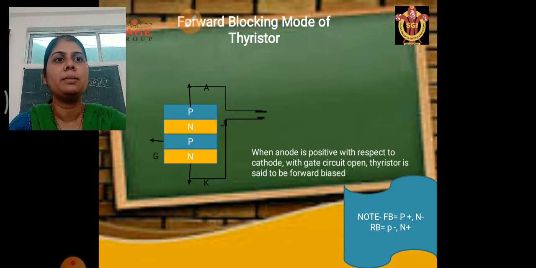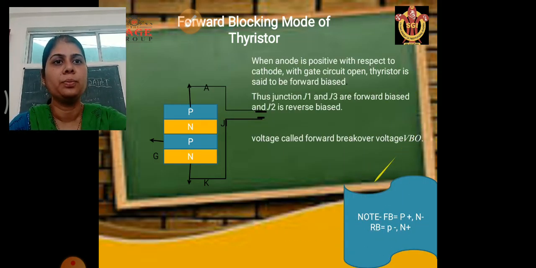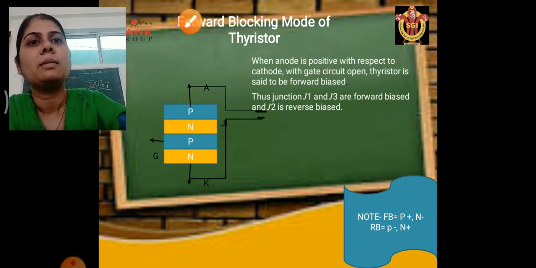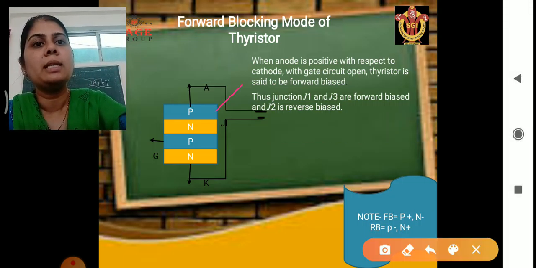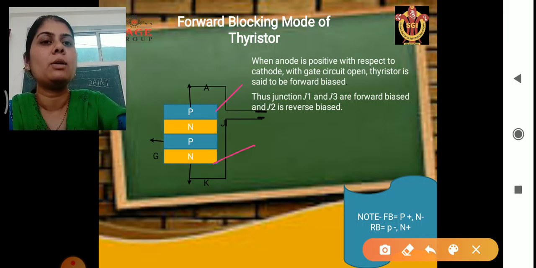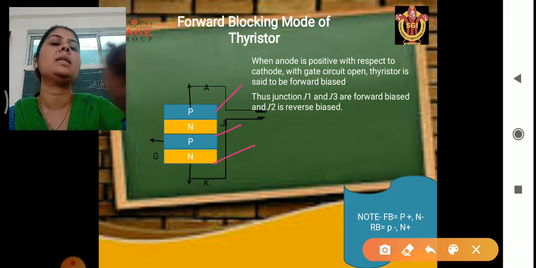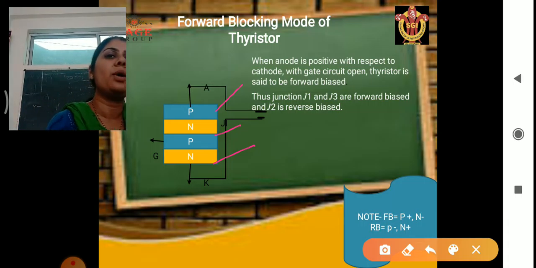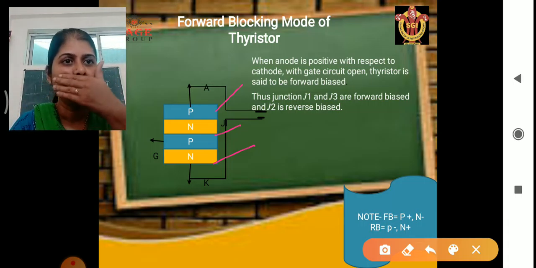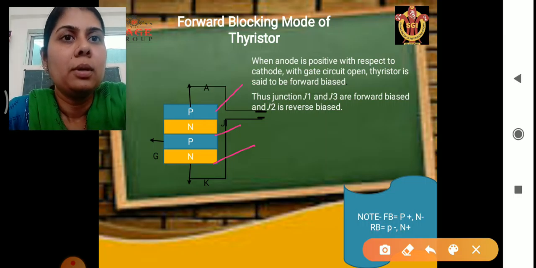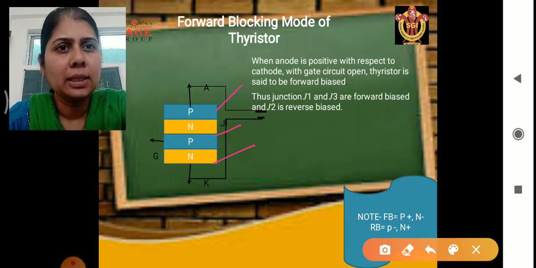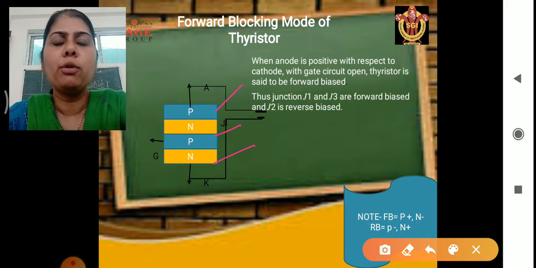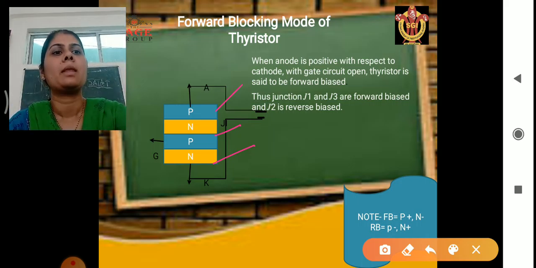But junction J2 is in reverse bias. It means what? When this one is in forward bias, this one is also in forward bias, but this one is in reverse bias. It means this reverse-biased junction blocks the flow of the current. That's why in this region current will not flow, only a small leakage current flows.